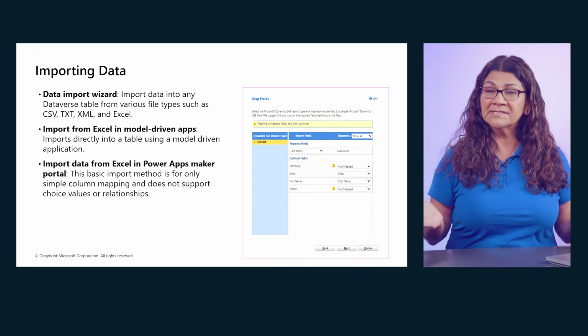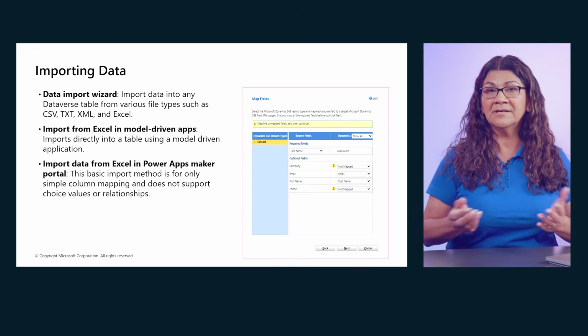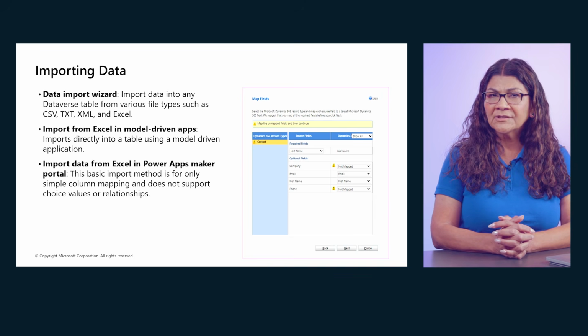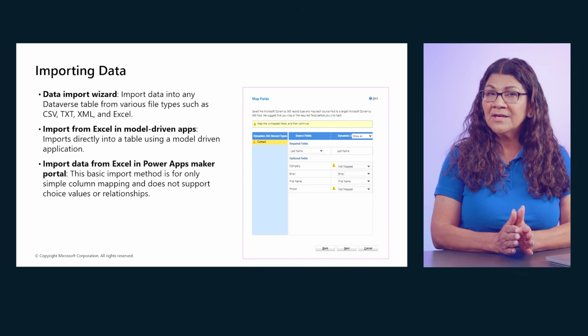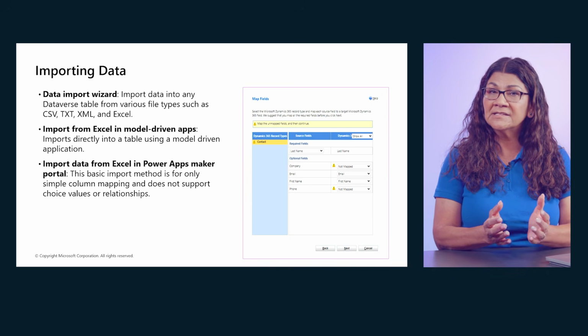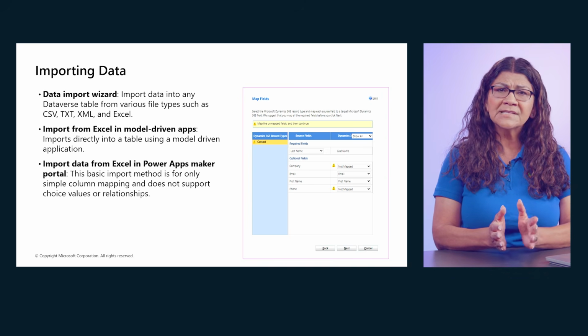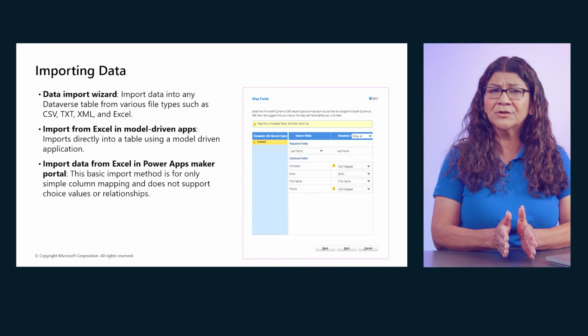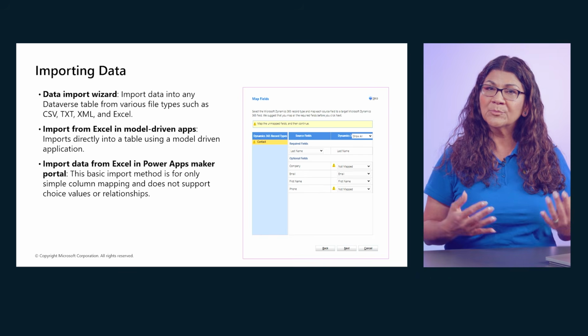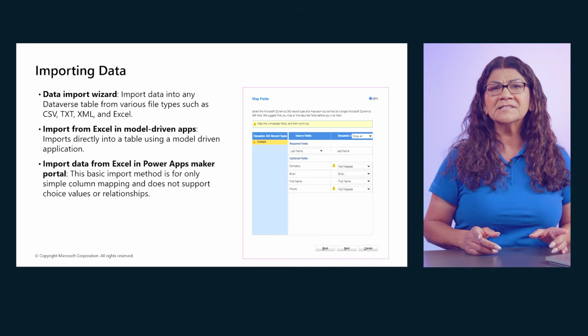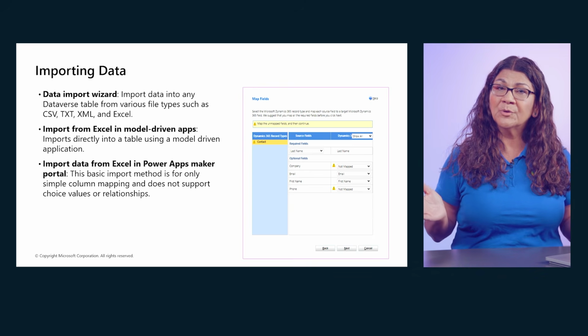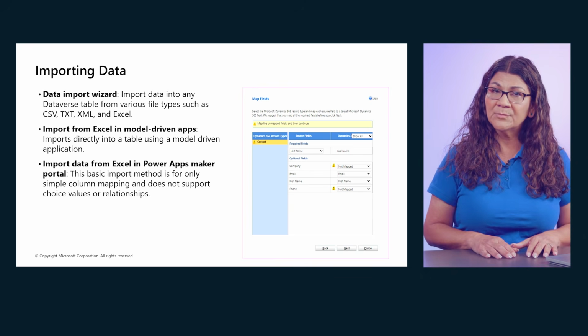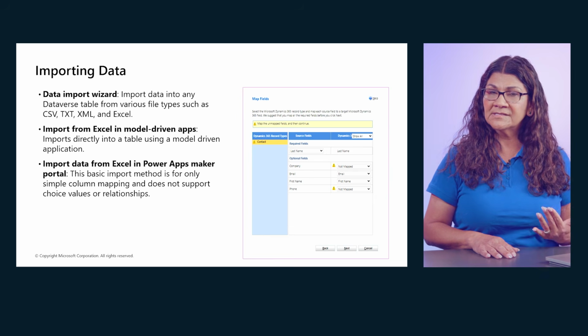The import from Excel in a model-driven app method is similar to the wizard, but is designed for use within model-driven apps. It requires a data import template and supports importing a single file into a single table. This method is best suited for users who are already working within a model-driven app and need a quick way to populate a table using predefined templates. For instance, a sales manager could use this method to import a list of leads into the lead table using a template provided by the system.